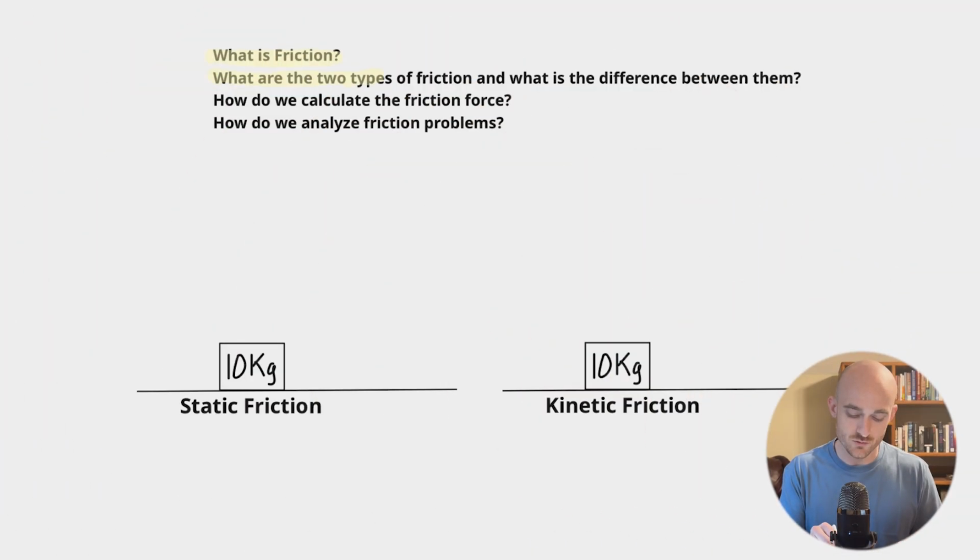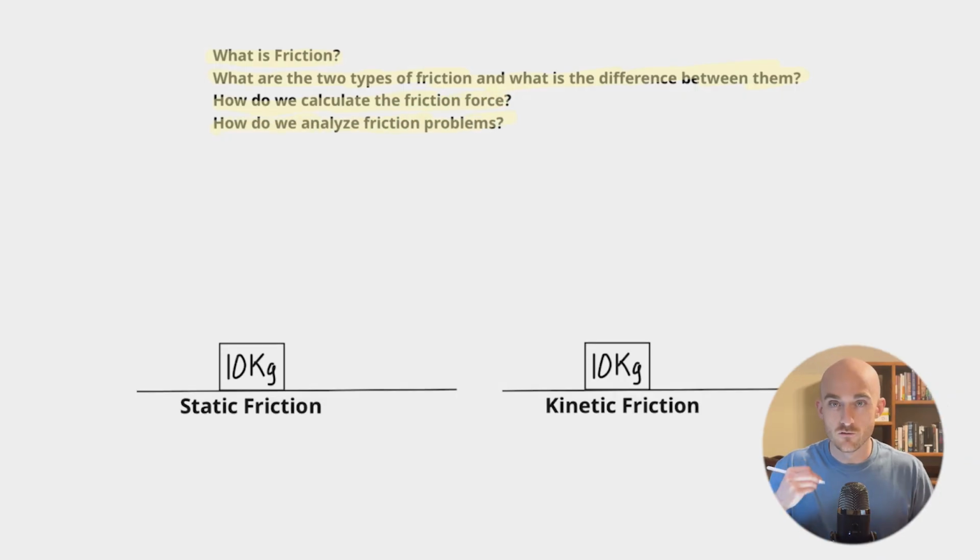Then we're going to talk about the two types of friction and what is the difference between those. So that's static friction and kinetic friction. Then we will do how do we calculate the friction force, and lastly, we will analyze some friction problems. First, what is friction? Friction is a force that opposes motion. And to talk about what that means, let's just get right into these two different types of friction.